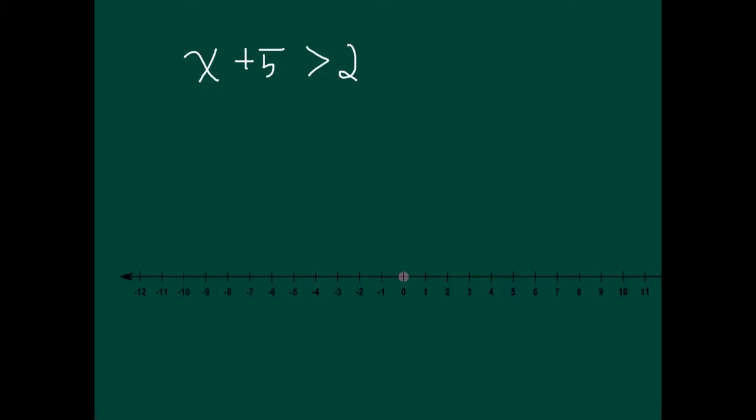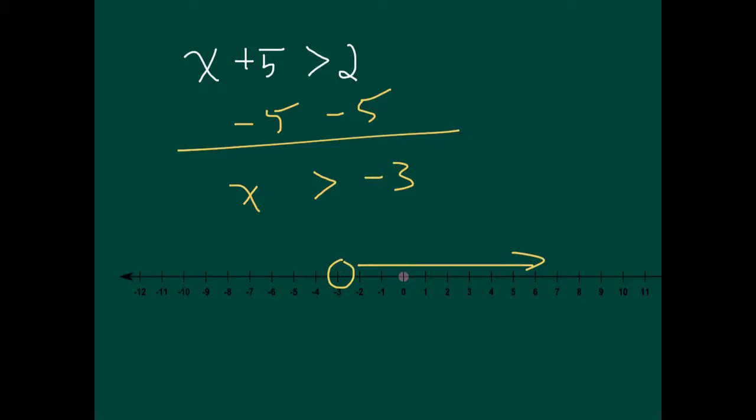Go ahead and pause and solve this simple inequality and graph your solutions. Okay, so hopefully you saw that this is adding 5, and you subtracted 5 from both sides of the inequality. 2 minus 5 is negative 3. The inequality sign comes down. X is greater than negative 3. Here's negative 3. X is everything that is greater than negative 3. These are all your answers. There's an infinite number of answers.